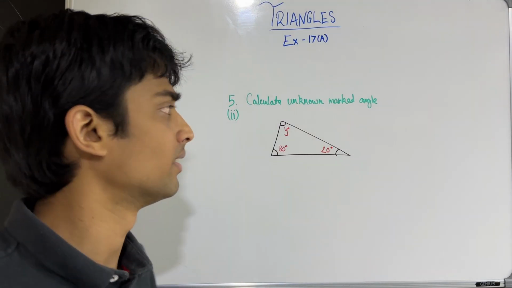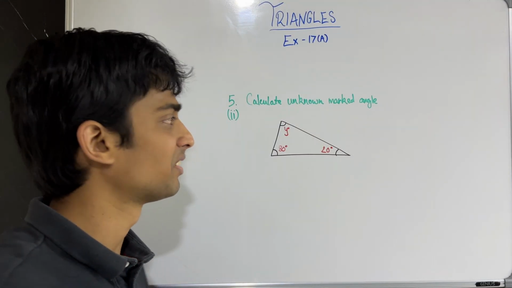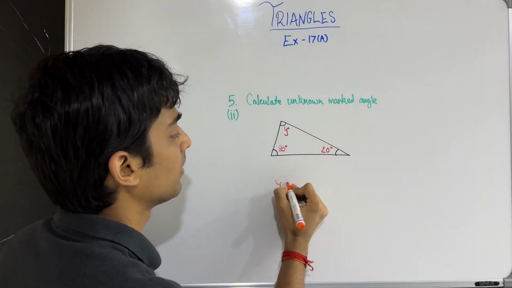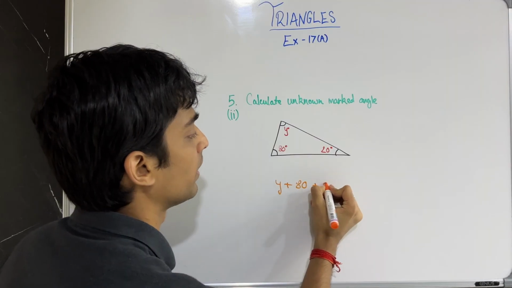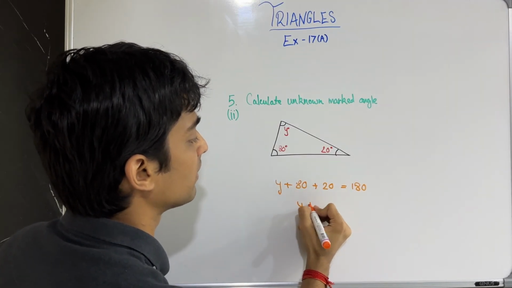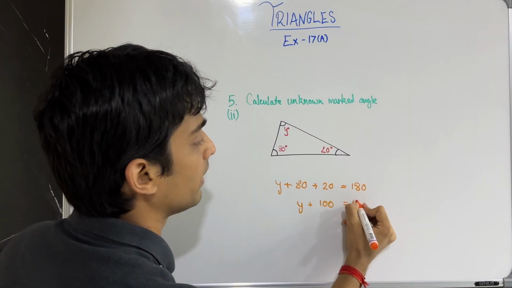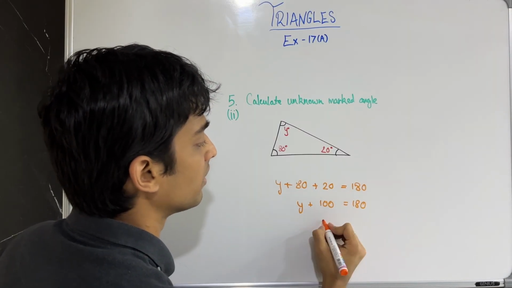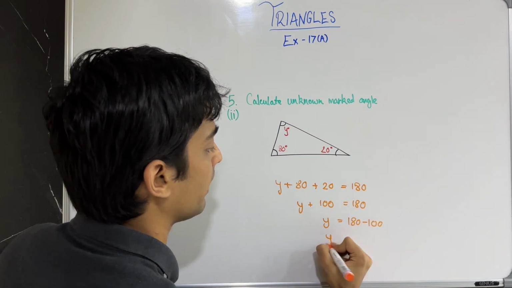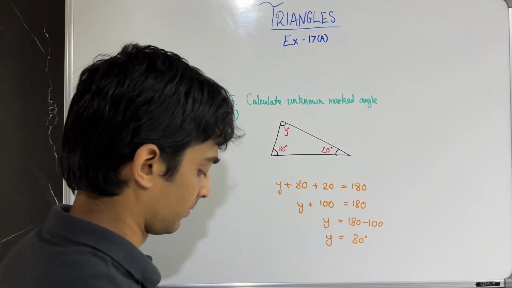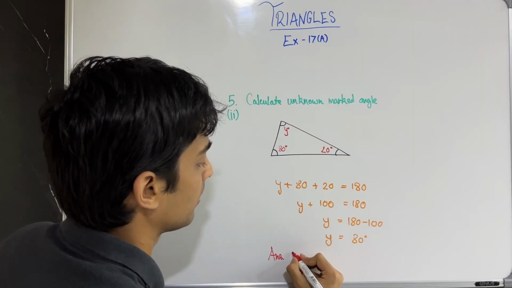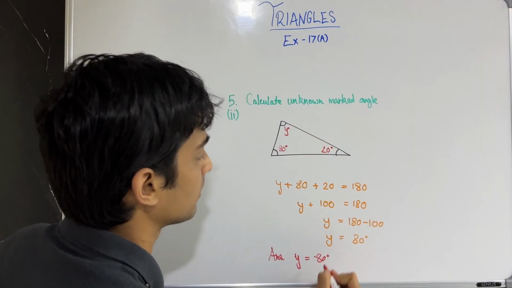Calculate the unknown marked angle. Same concept. The sum of angles is 180. So we can make an equation: y plus 80 plus 20 equal to 180. Let's add up: y plus 100 equal to 180. 100 goes here, y equal to 180 minus 100, y equal to 80 degrees. So the answer is y equal to 80 degrees.